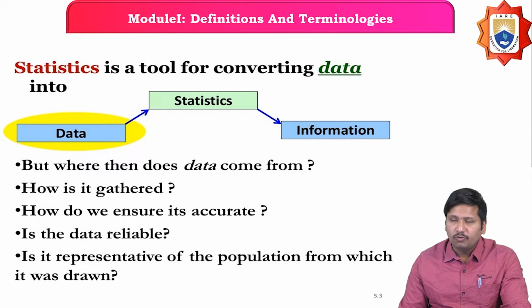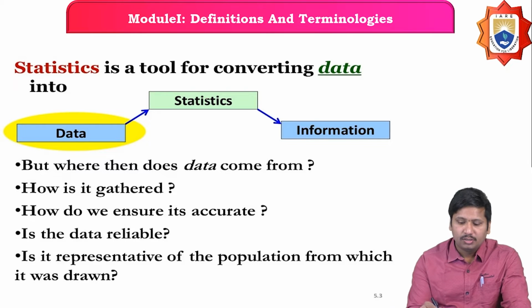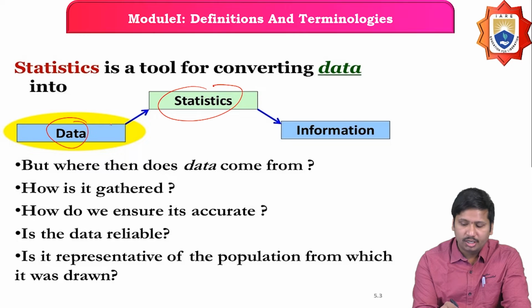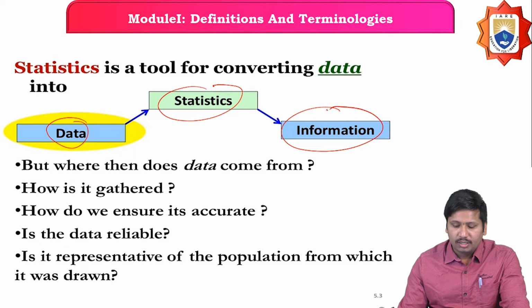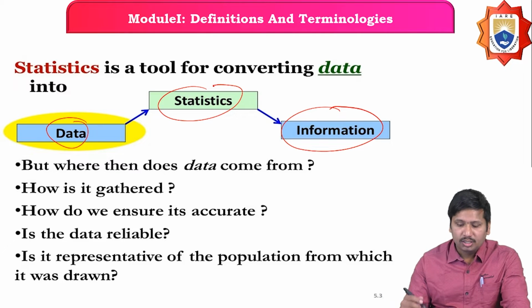Statistics is the tool for converting data into information. It is the concept which converts the data into information. But we have to ask some questions, like where does the data come from, how is it gathered, how do we ensure its accuracy, is the data reliable, and is it representative of the population from which it was drawn. These are some of the questions that may come before gathering the data.